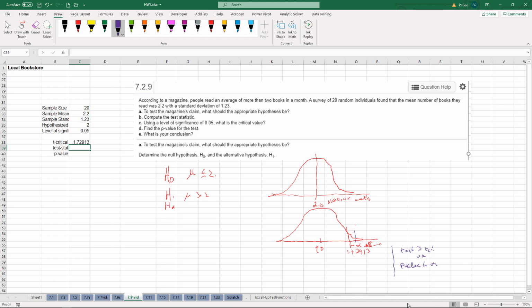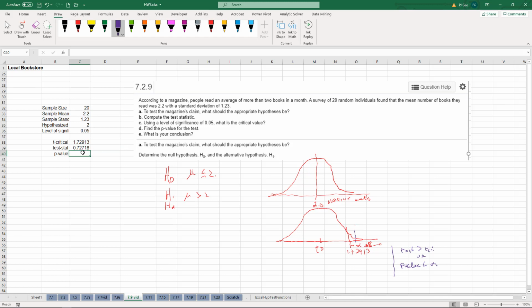So let's do the T-stat. That's going to be equal to the sample mean minus the implied population mean, divided by the sample standard deviation over the square root of n.